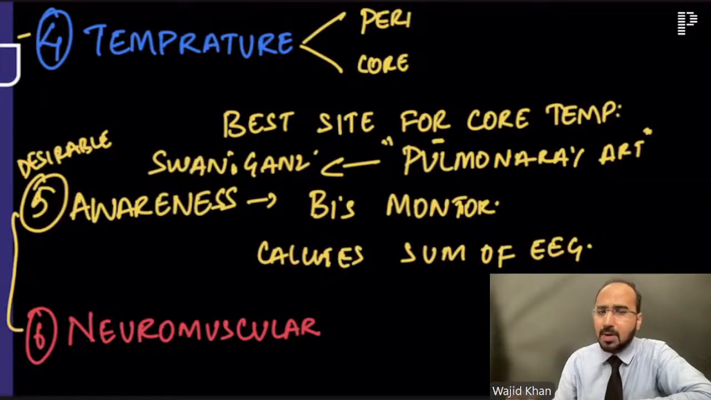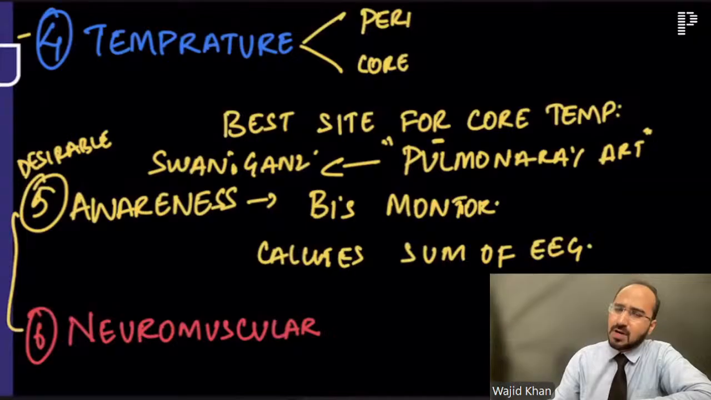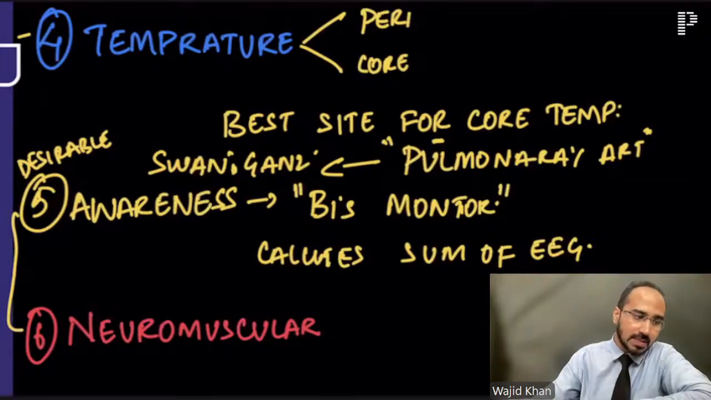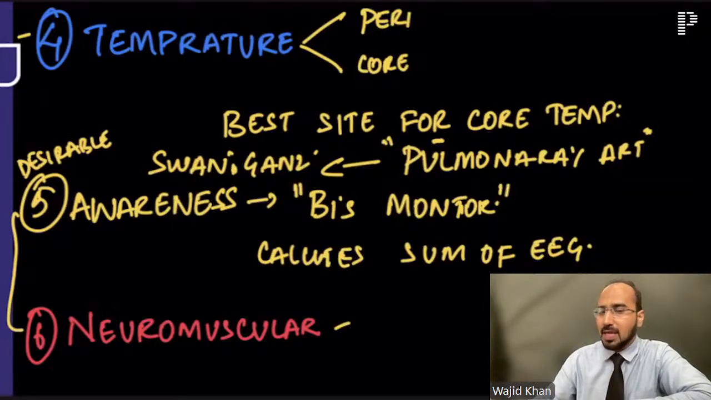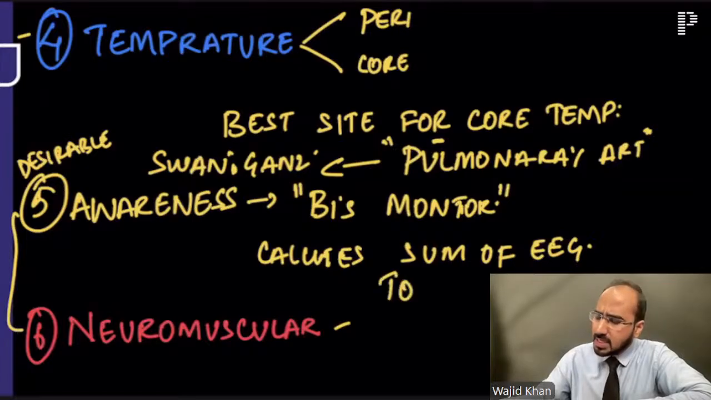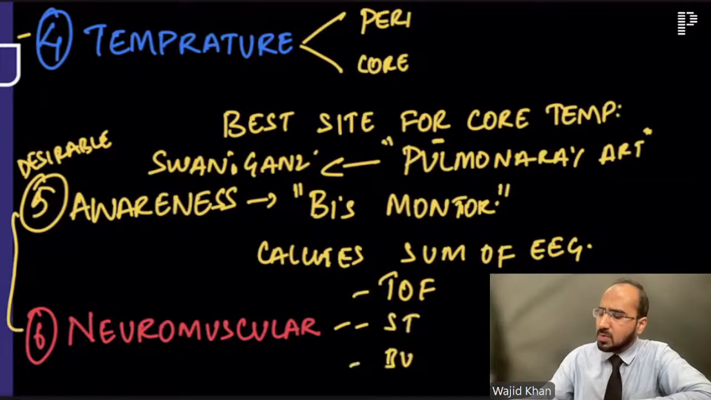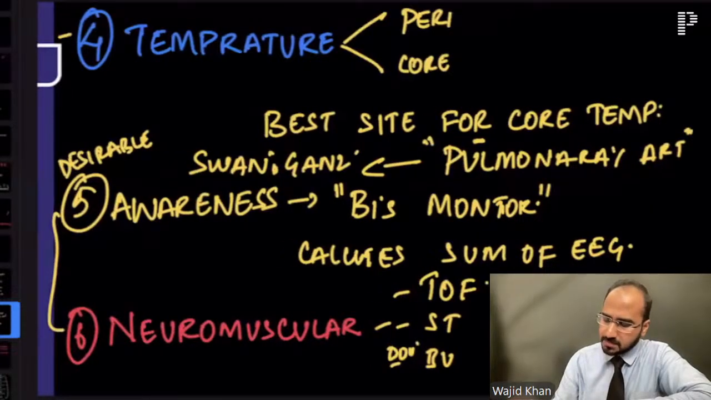Apart from that, some desirable monitors are also used according to the patient's surgery. If the surgery is for a longer time, you can also go for awareness monitoring, whether the patient is aware or not. For awareness monitoring, you can go for BIS. What is BIS? Bispectral index, which calculates the sum of electroencephalograph, EEGs. Last is neuromuscular monitoring. In neuromuscular monitoring, there are many monitors: train of 4, single twitch, double burst, but most commonly we use the train of 4 monitor.